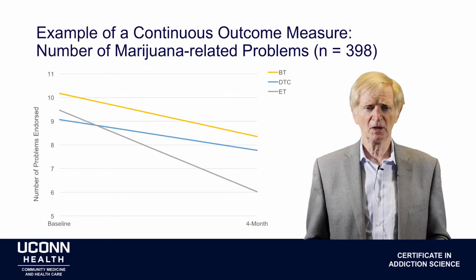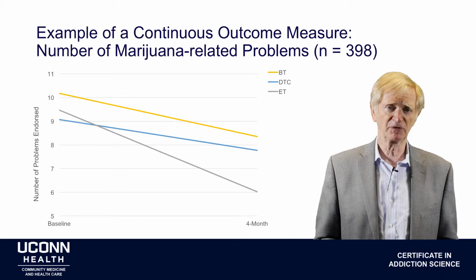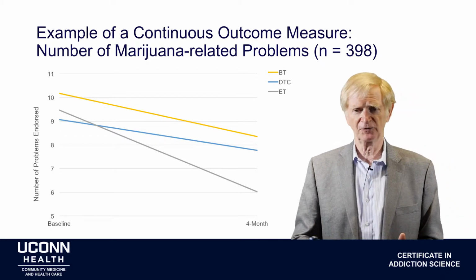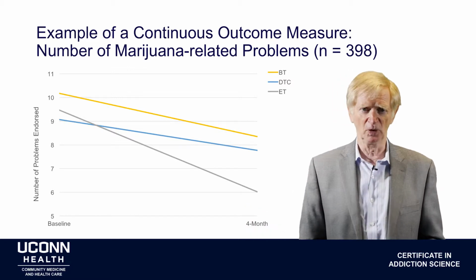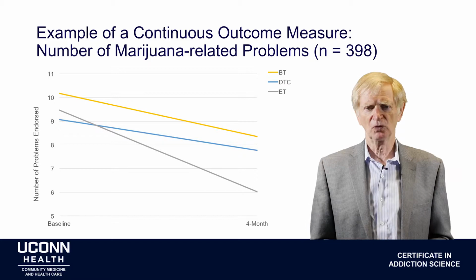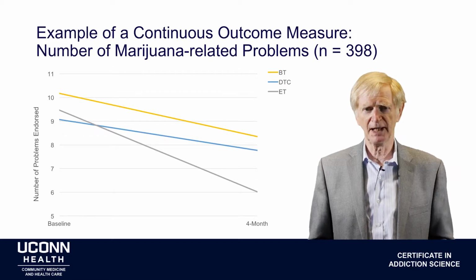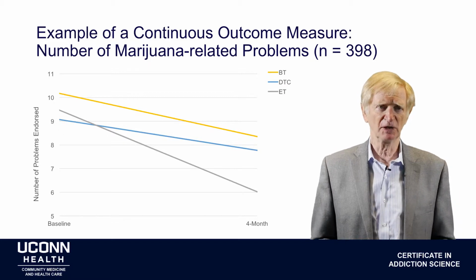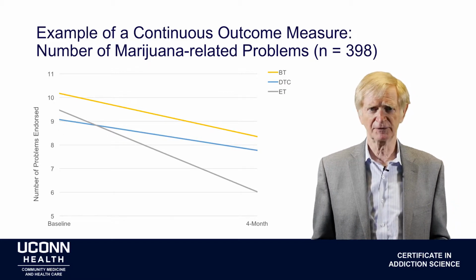All of these types of problems can be summarized in a scale, in this case called the marijuana-related problem scale, which adds up the number of problems that people report. And you can measure that at baseline and at 4-month follow-up and at subsequent follow-ups. And here again, it's a way of looking at people who have either relapsed or people who have remained abstinent in terms of the types of problems that they report.